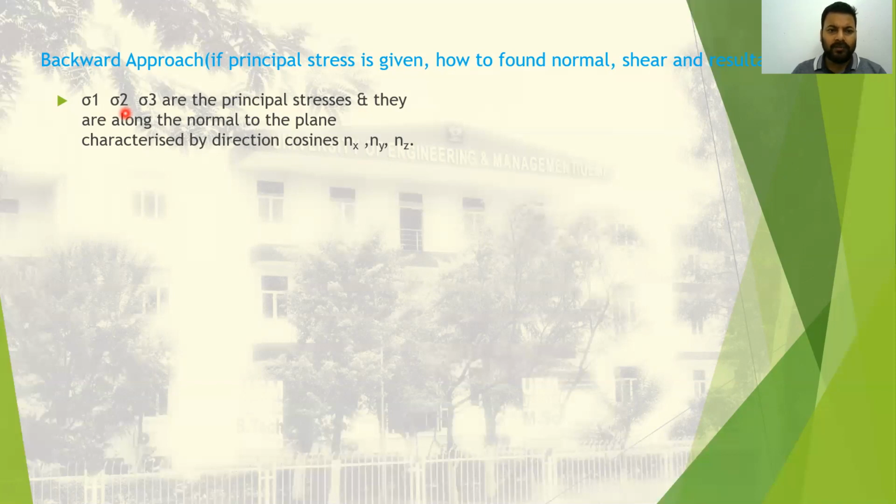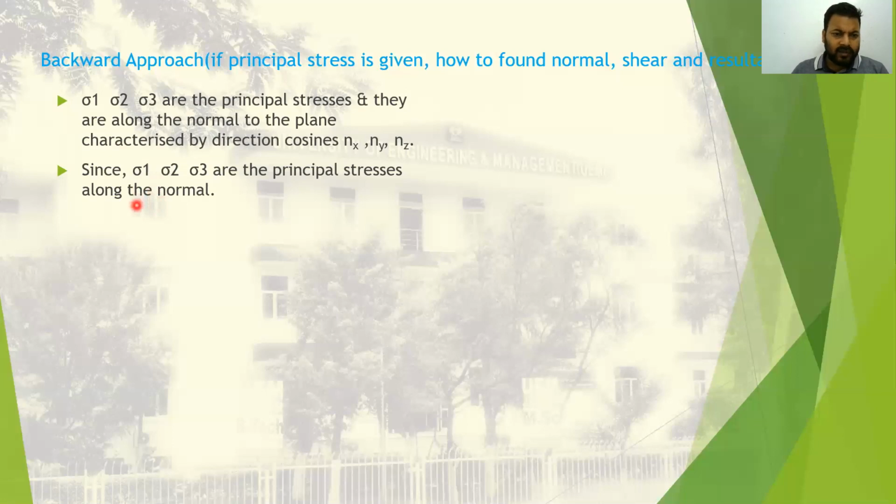So in this approach, we assume that the principal stresses sigma 1, sigma 2, sigma 3 are known, and we are about to find the values of normal stress, shear stress and resultant stress. With the help of Cauchy stress, we will move forward on the Cauchy stress formula.